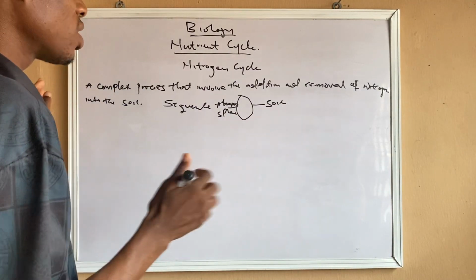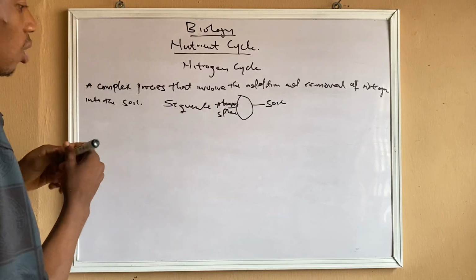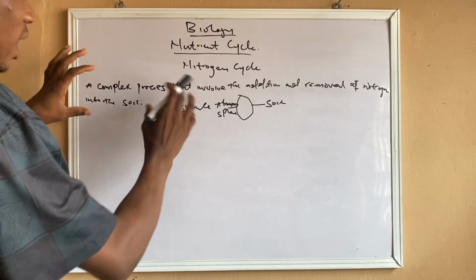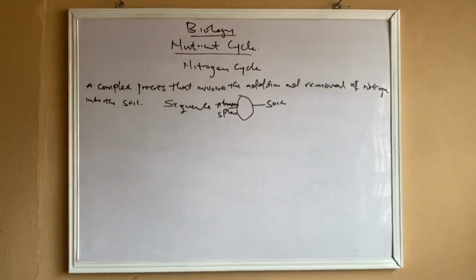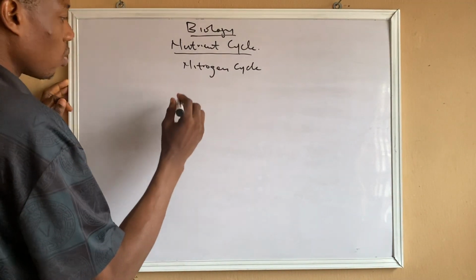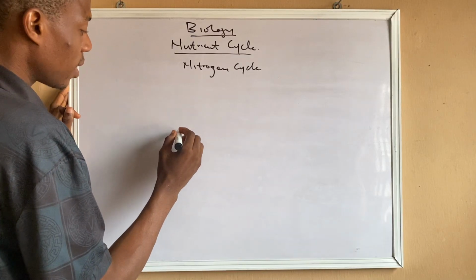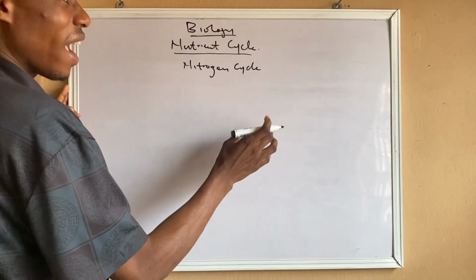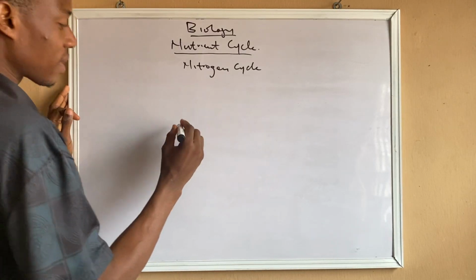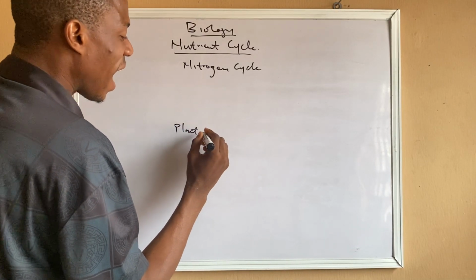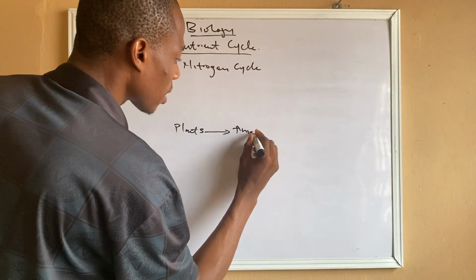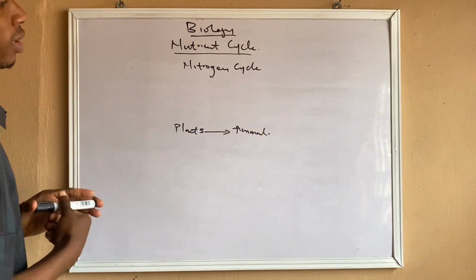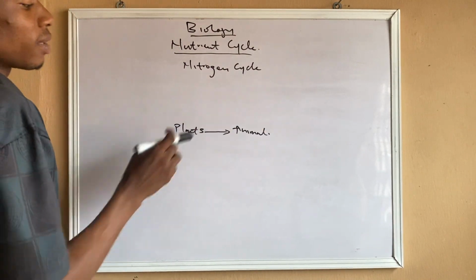Okay, let us give a diagram of the nitrogen cycle, so you can explain from the diagram. So let us now discuss the nitrogen cycle. We all know that for every reaction that occurs, it starts from the plants, because plants are the basic producers, then the animal. Yes. Now let's start. This is plant and this is animal, right?